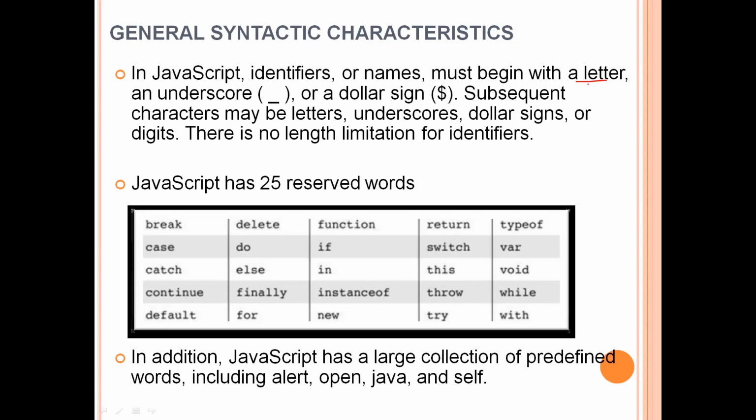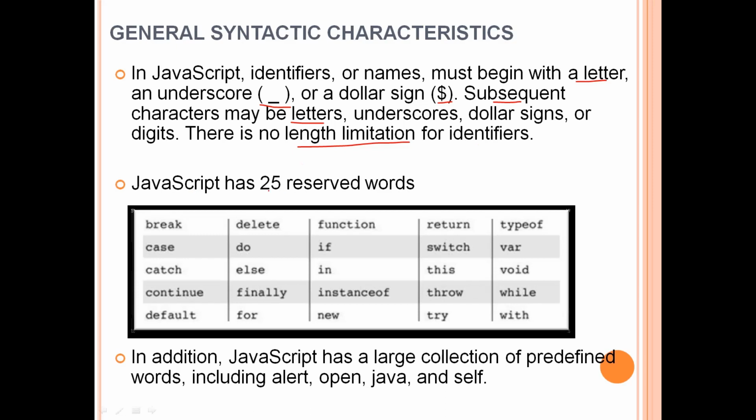So we should not start a variable name with a digit. It should always begin with a letter or an alphabet, with an exception of underscore or a $ sign. Subsequent characters may be letters. That is about the first character, and after that we may have letters, underscores, $ signs, or digits. There is no specific length limitation for identifiers in JavaScript. A variable name can be of any length.